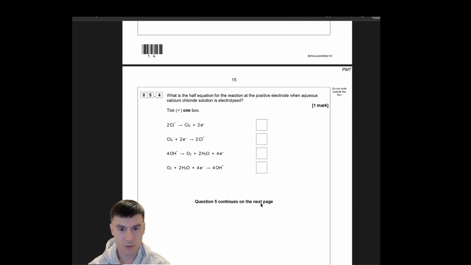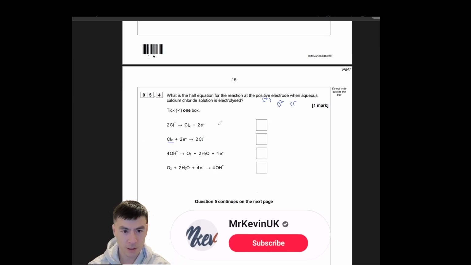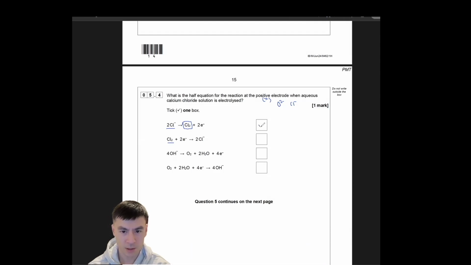5.4 What's the half equation for the reaction at the positive electrode when aqueous calcium chloride solution is electrolyzed? At the positive electrode, there are OH minus and Cl minus ions, so the chloride goes there. It's Cl minus, not Cl element, so Cl minus loses its electron and becomes chlorine, giving out two electrons. That's right.